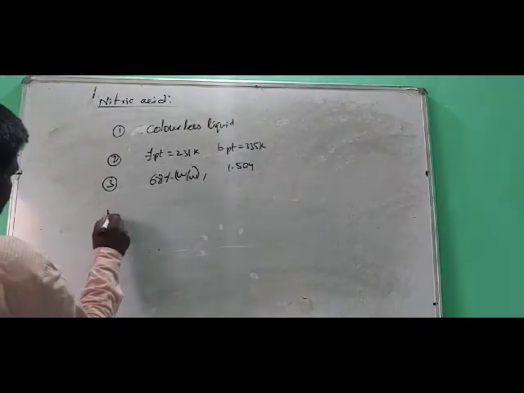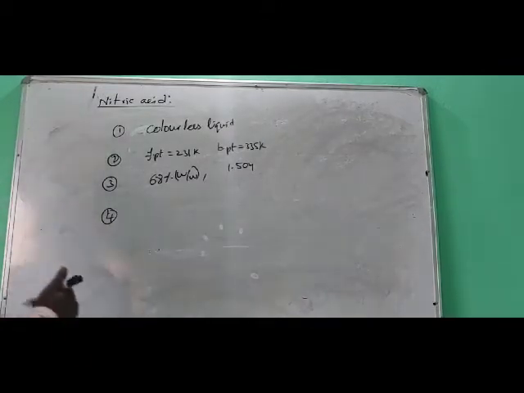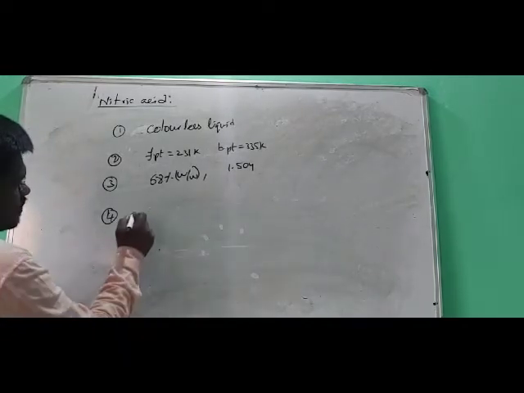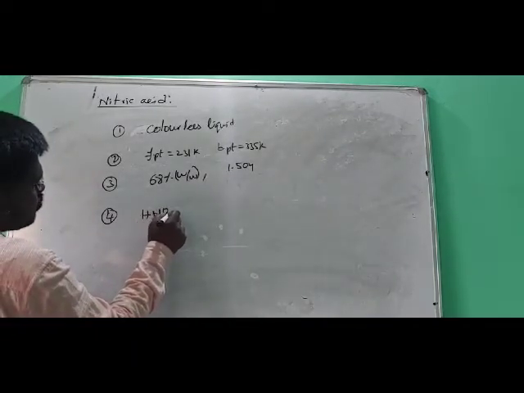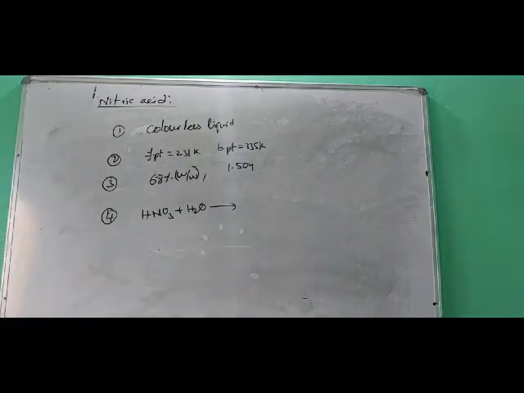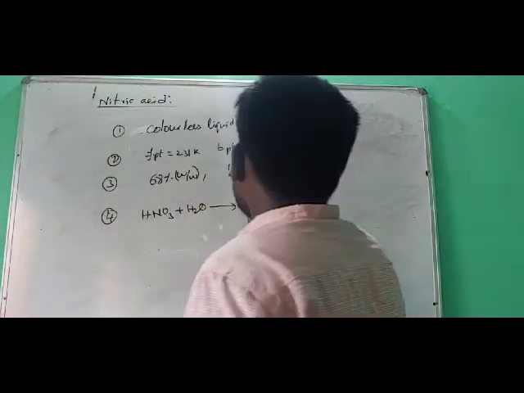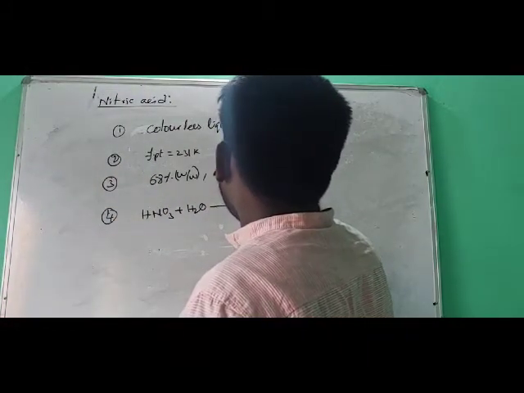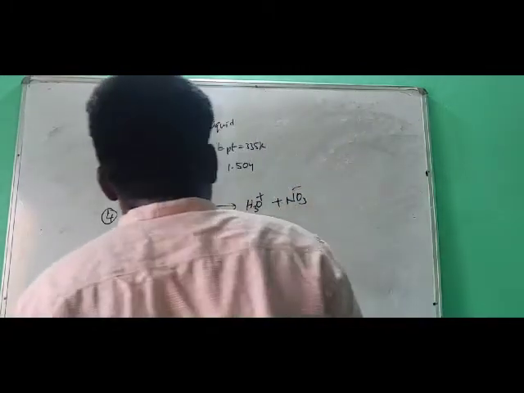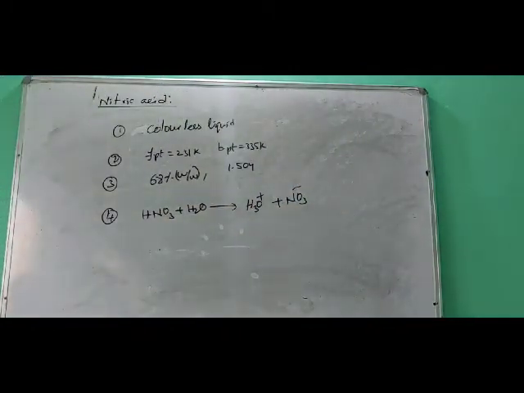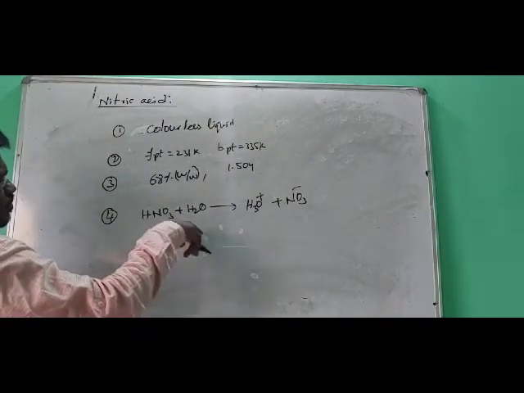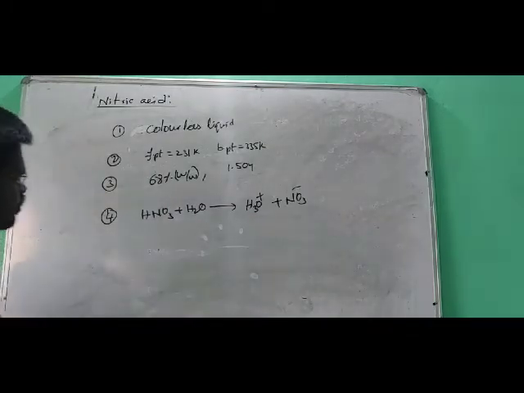And next, this one is highly acidic in aqueous solutions. When you dissolve HNO3 in water, it gives H plus ions. These H plus ions are associated with H2O and give H3O plus ions, and also NO3 minus. So nitric acid is a strong acid in aqueous solution. When you dissolve nitric acid in water, it gives H3O plus ions and NO3 minus ions.